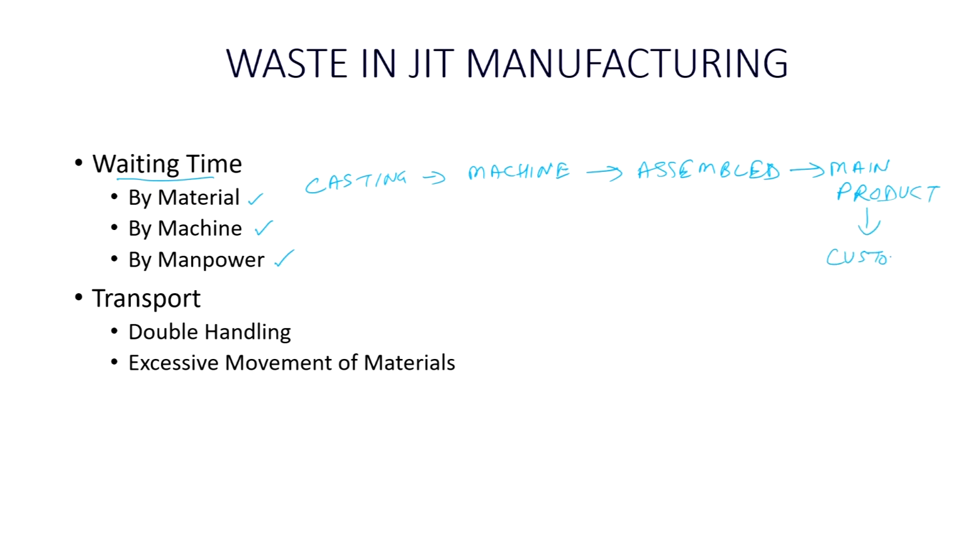So, this is how we are talking about. There should not be any waiting of the material, it should be a smooth and rapid flow, starting from purchase of casting till the item is shipped to the customer. There should be smooth and rapid flow. So, that is what we are expecting in JIT, smooth and rapid flow we are expecting in JIT.